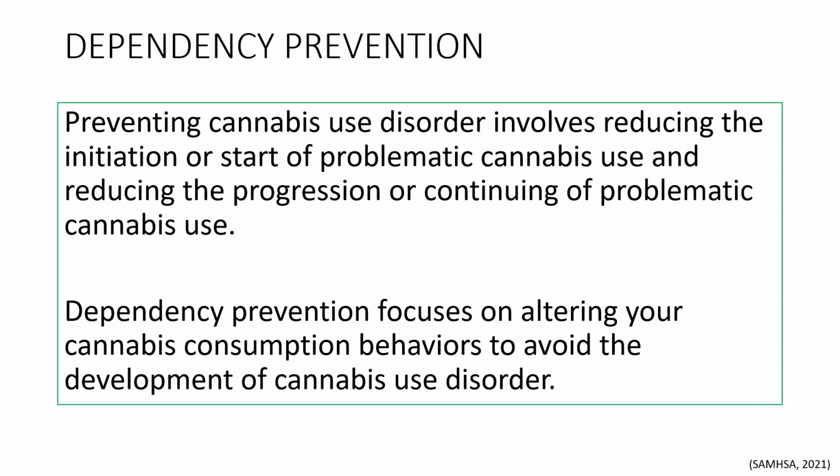Dependency prevention. Preventing cannabis use disorder involves reducing the initiation of problematic cannabis use and reducing the progression or continuing of problematic cannabis use. Dependency prevention focuses on altering your cannabis consumption behaviors to avoid the development of cannabis use disorder.